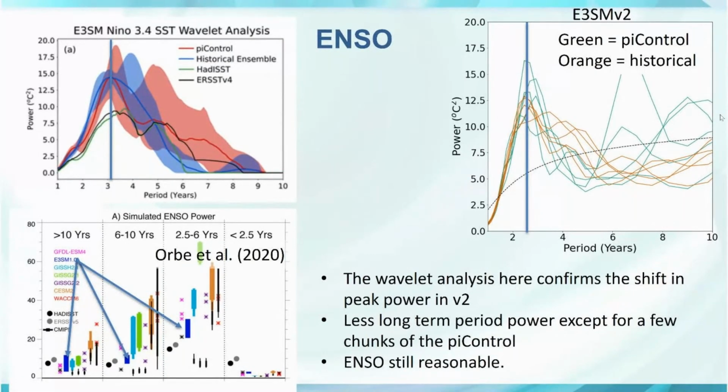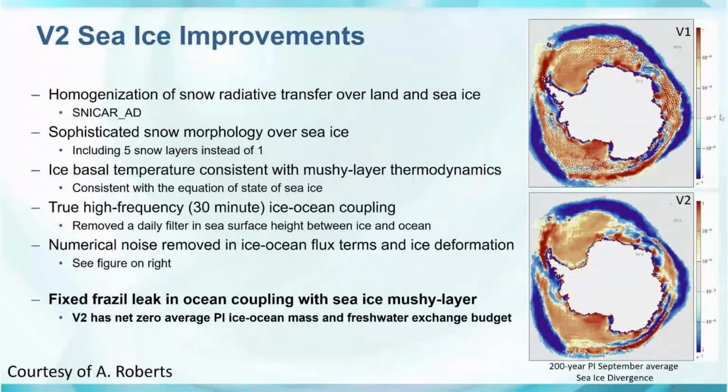On the CI side, we made a number of improvements here. There's been a homogenization of radiative transfer, snow radiative transfer over land and sea ice. They've added some more snow layers to improve the snow morphology over sea ice, made some fields consistent with the mushy layer thermodynamics. So we have full consistency between the ice basal temperature and the thermo. Remove some daily filtering in sea surface height that was implemented for V1 that we found was not necessary for V2 simulations. So we now have true high frequency and 30-minute coupling for the low res.